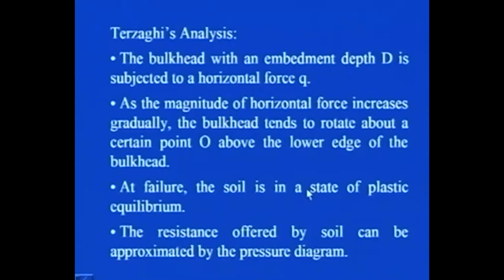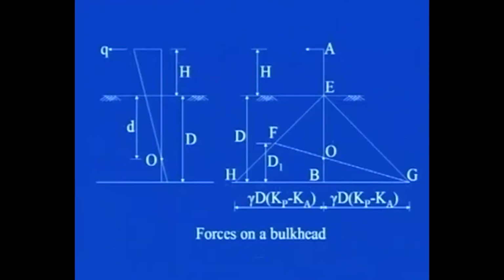Now, what will happen at failure? At failure, the soil will be in the state of plastic equilibrium. The resistance offered by the soil can be approximated by the pressure diagram shown here. You can see as Q is being increased, the wall has the tendency to rotate about this point O, and then the resultant pressure diagram due to this moment can be drawn here.